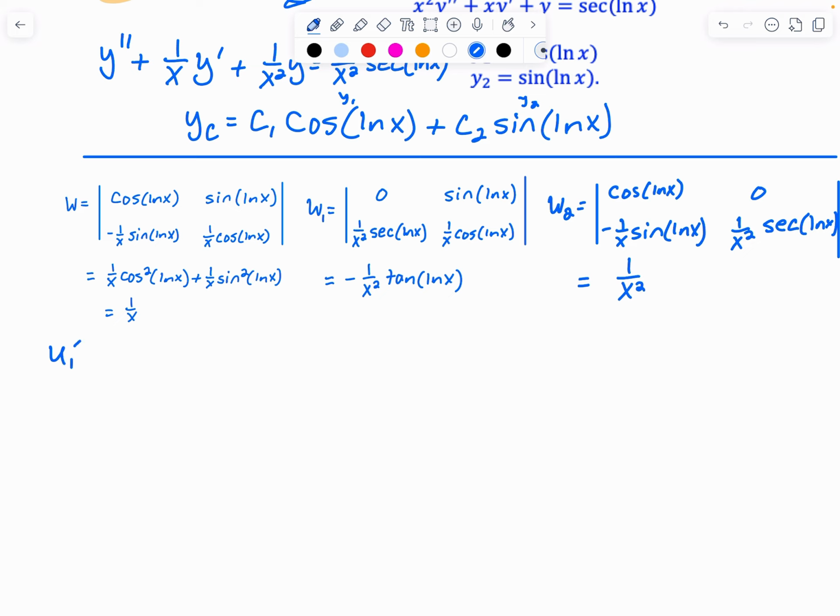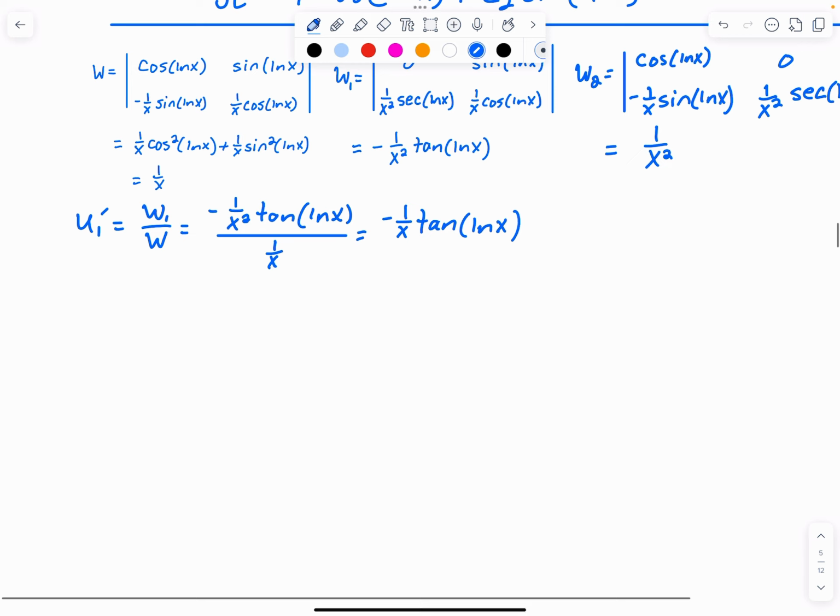Find our solutions. U1 prime is going to be W1 over W. So W1 is negative 1 over x squared tangent of ln of x, all over 1 over x. You can think about this a couple ways. You could think about flipping and multiplying, or you could think about there's two of them on top, one on the bottom, so I'm going to cancel one of them out. So there's my U1 prime.